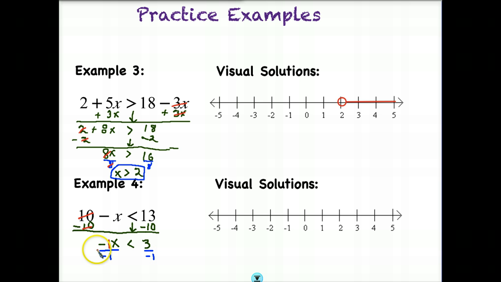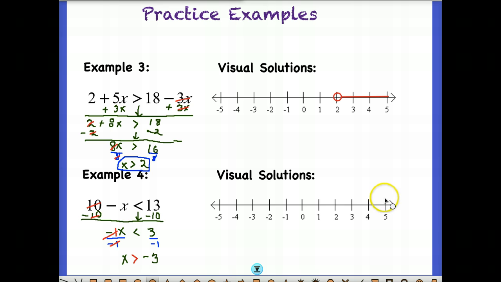Okay, negative 1 divided by negative 1 turns into positive 1, and we would be left with x. Then be very careful what we do with the sign. Because we divided by a negative, we do need to switch our sign. 3 divided by negative 1 is now negative 3. So on our graph, I'm going to put an open circle because it's greater than at the negative 3. And then I will draw my line. I need all numbers that are greater than negative 3, so my line will go to the right.